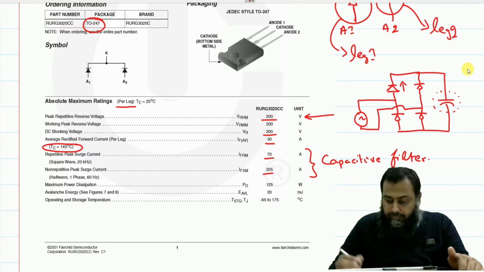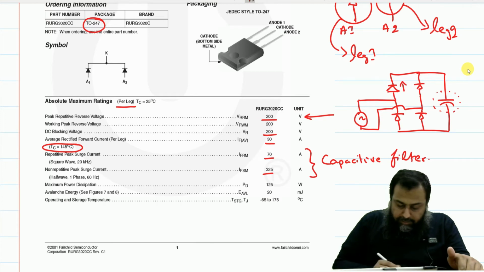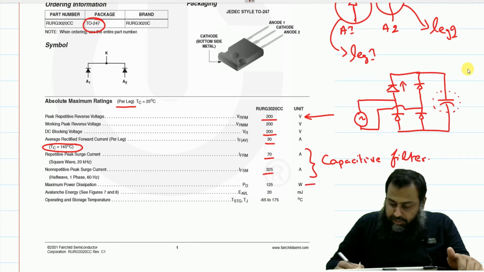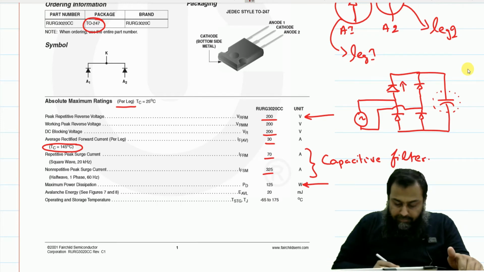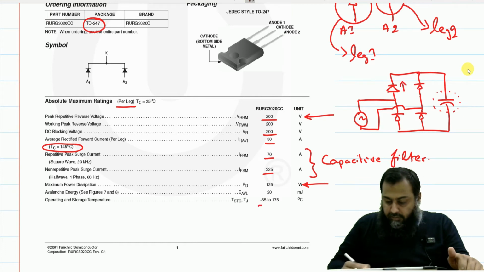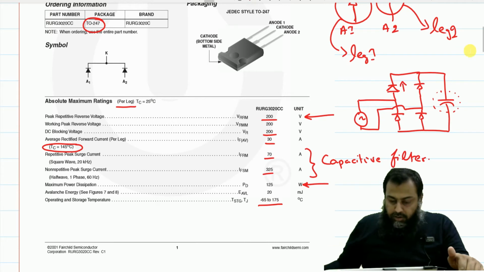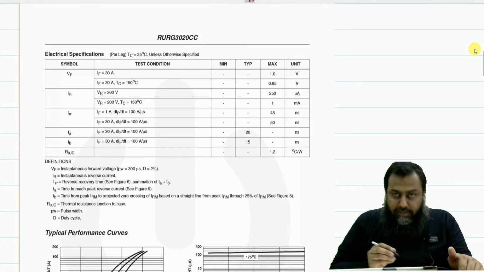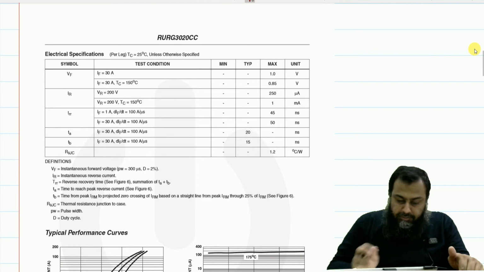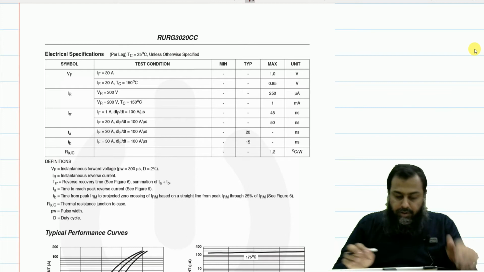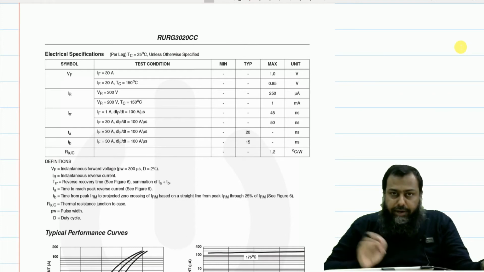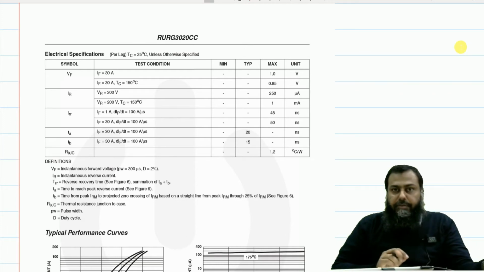that is equal to 325 ampere. Another important point here is that the maximum power dissipation is limited to 125 watt, and thereafter we have this avalanche energy concept and the operating and the storing temperature, which are -65 to 175 degrees centigrade, right? Next comes the electrical specifications, which define the electrical characteristics of this particular diode. So we can deduce several important points from this particular information.